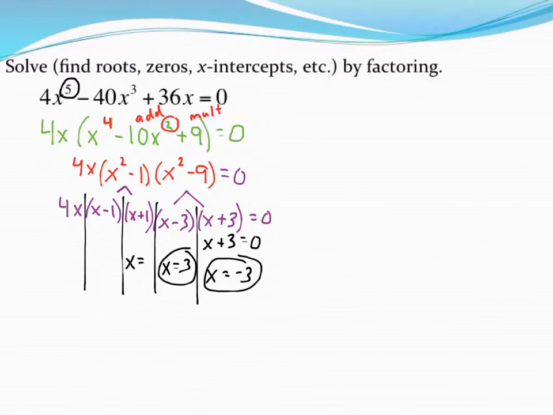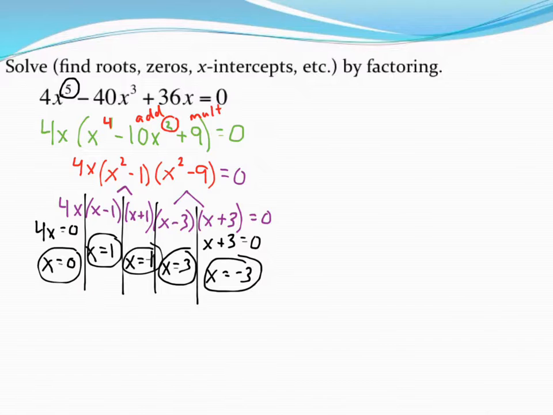Also, negative 1 is an answer. Oops, you can't really see that, negative 1, but there is. And this gets me 1 is an answer. So there are 4 of my 5 answers. Finally, this piece in front, I'm just going to say 4x is equal to 0. And so if I divide both sides by 4, I get 0 as my 5th answer.